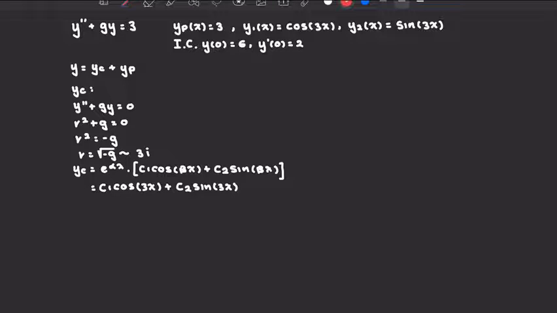And so this is our general solution for our yc. And notice here that we got the same exact solutions as provided at the start of the question. So basically, the general solution of the complementary solution is just c1 times y1 of x plus c2 times y2 of x.